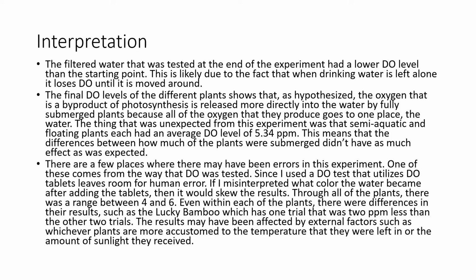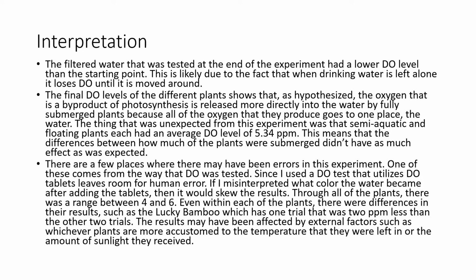The thing that is unexpected from this experiment was that the semi-aquatic and floating plants each had an average DO level of 5.34 ppm. This means that the differences between how much of the plants were submerged didn't have as much of an effect as was expected. There are also a few places where there may have been errors in this experiment. One of these comes from the way that the DO was tested. Since I was using a DO test that utilizes DO tablets, it leaves room for human error. If I misinterpreted what the color of the water was after adding the tablets, then it would skew the results.